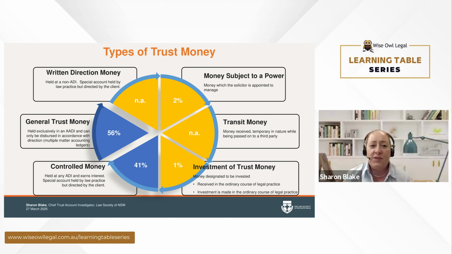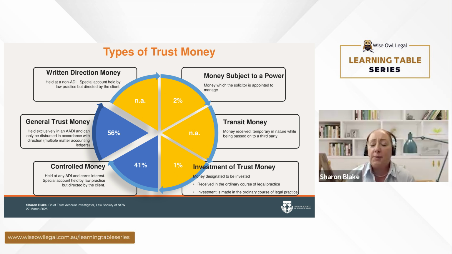So, general trust money is about 56% of the money in New South Wales. And this is money held exclusively for the person on whose behalf it is received. There's usually only one general trust account, and each matter is recorded in a separate accounting ledger. And the important elements to remember here are exclusive use and the direction to disburse. Money held in general trust does not earn interest for the benefit of the client. The interest is paid into the public purpose fund.